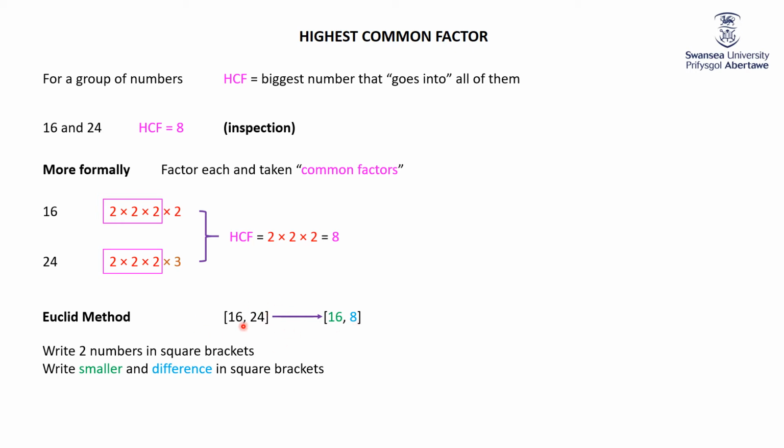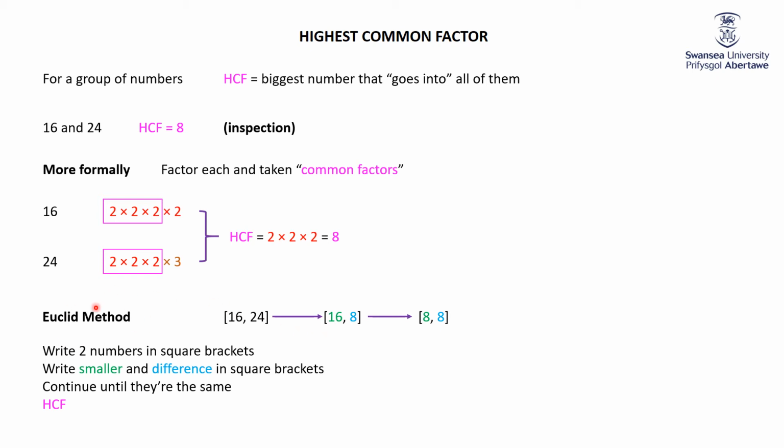So we take the numbers and now we just write the smaller and the difference in brackets. Now we're going to do that as often as we need to until they're the same. So what's the smaller number here? Well, it's 8, and what's the difference? Well, 16 minus 8 is 8. They're both the same, and at that point we say, oh, we've got the HCF, the highest common factor.